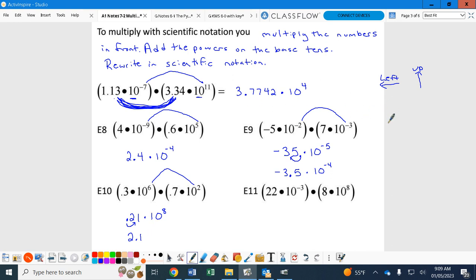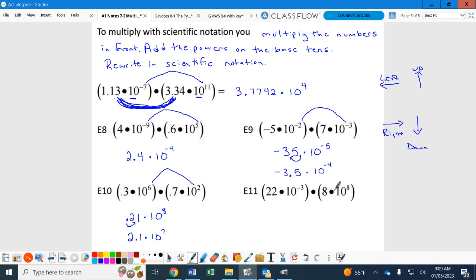So if I'm going to move it to the right, my power is going to go down by the same amount. Since I moved it 1 place to the right, my power's got to go down by 1. What is 1 less than 8? 7. There you go.